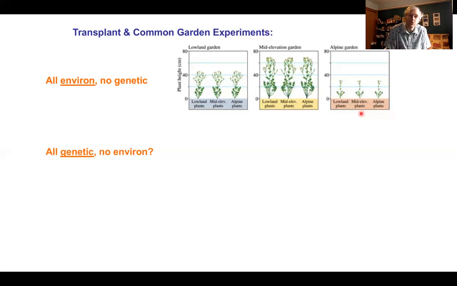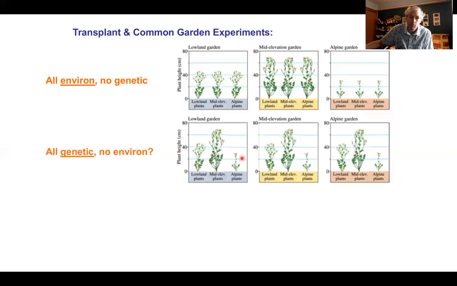What about if it's all genetic and there's no influence of the environment on the change of these plants? Well, if this is the case, what we'd expect to see is that the plants collected from the lowland would look exactly the same if they're planted in the lowland garden, if they're planted in the mid-elevation garden, or if they're planted in the alpine garden. Same for the mid-elevation plants. They should look exactly the same if they're in the lowland garden, the mid-elevation garden, or the alpine garden. And finally, same for the alpine plants.